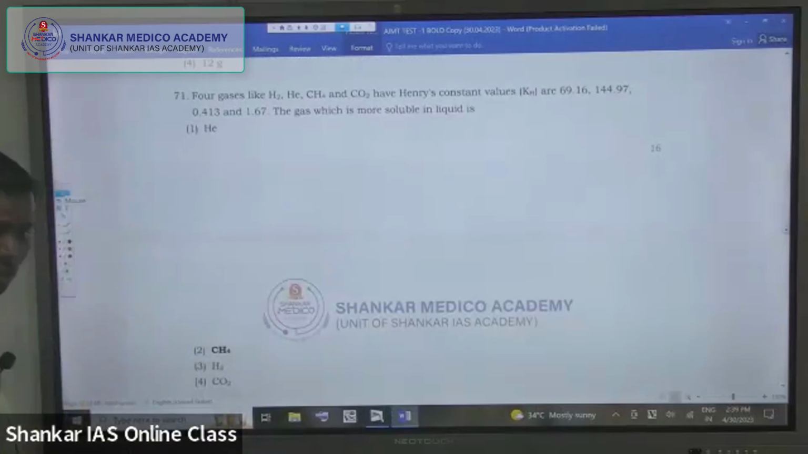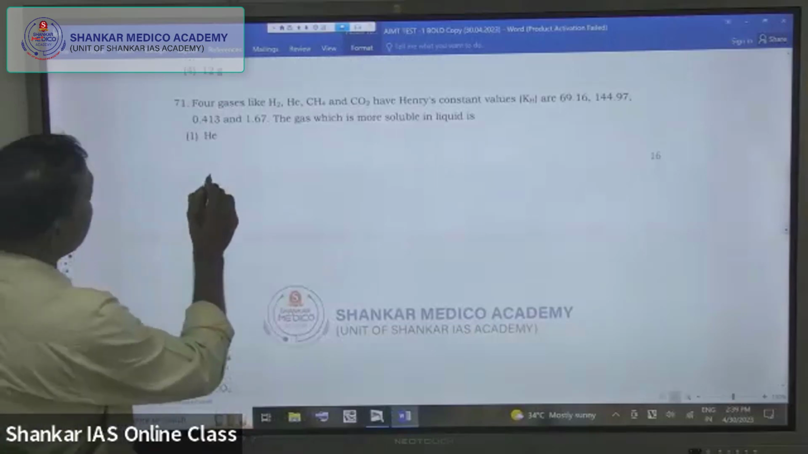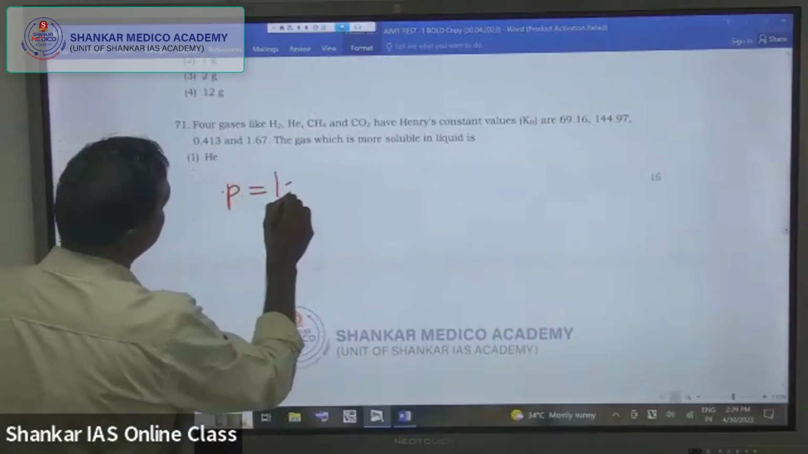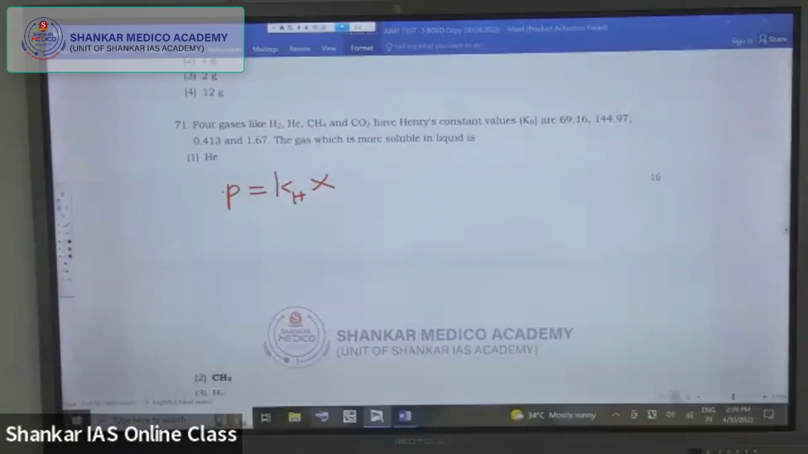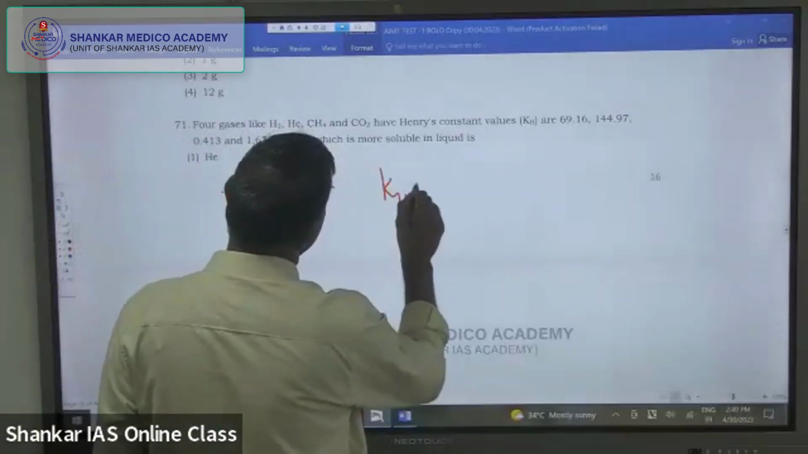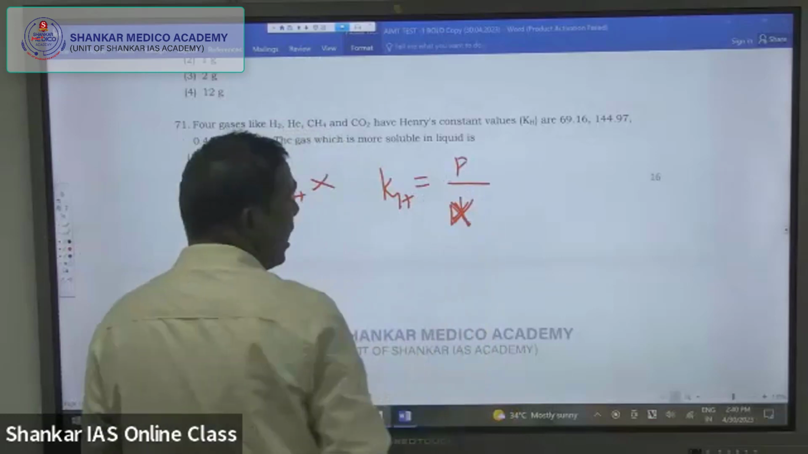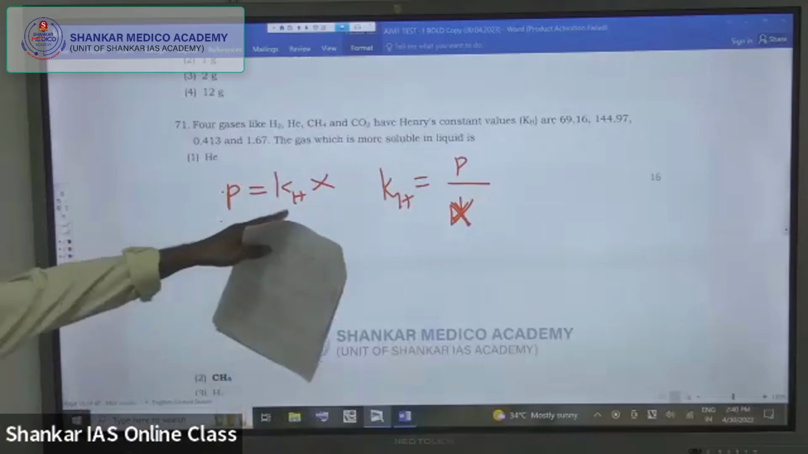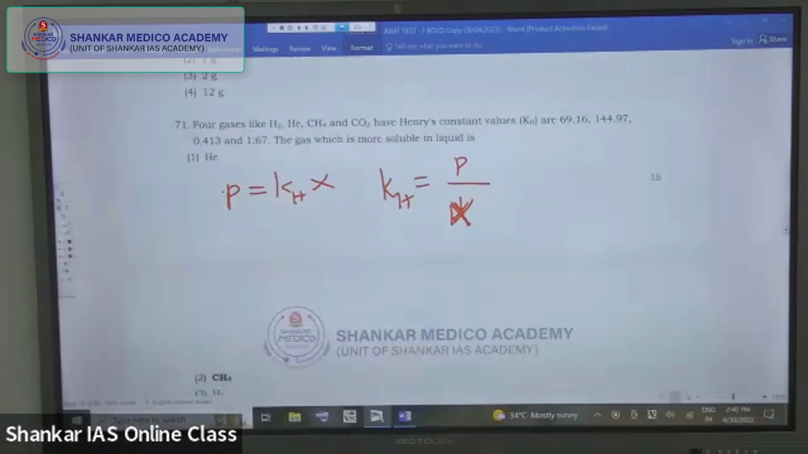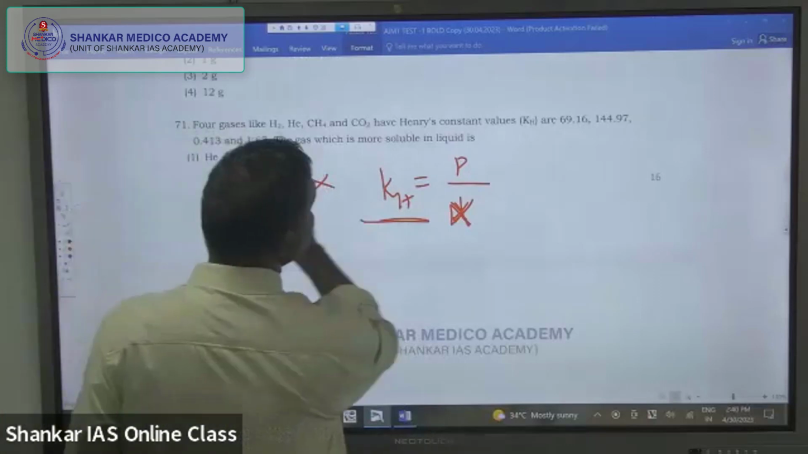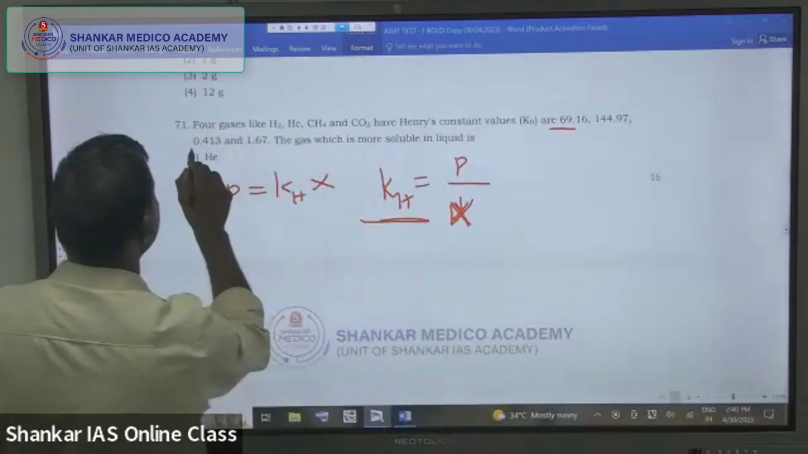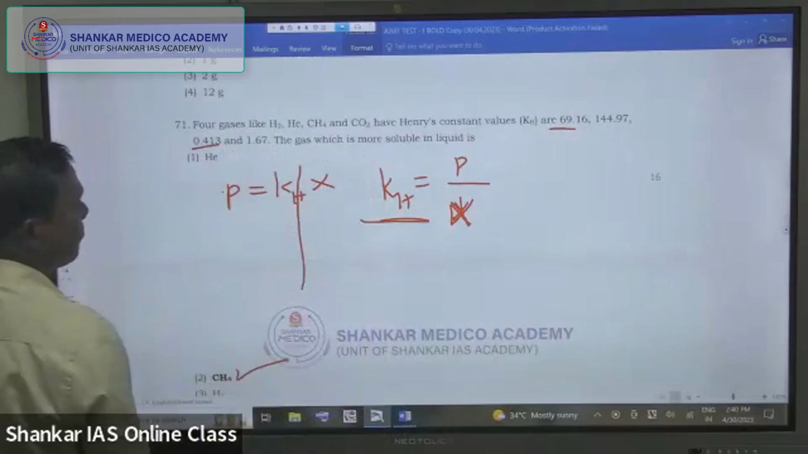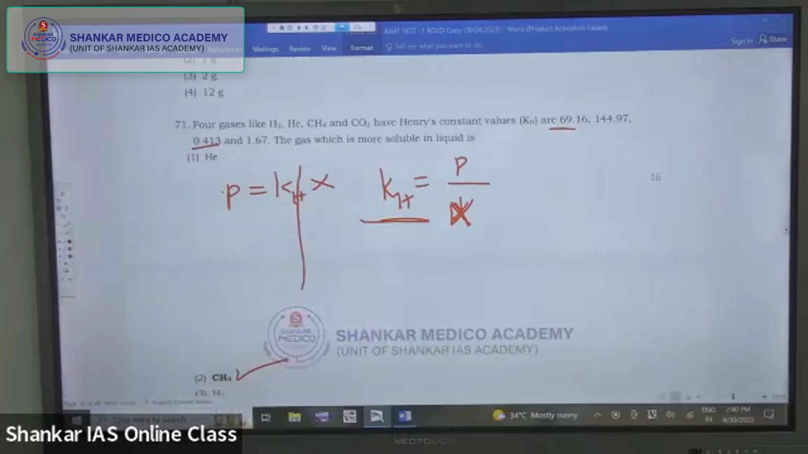For gases, of course, according to Henry's formula, P is equal to KH X. The partial pressure of any gas in the liquid solution is directly proportional to the mole fraction, and KH is a constant. Rearranging, KH is equal to P by X. So the higher the mole fraction, the lesser the KH. High solubility means a higher mole fraction, so higher KH means lesser solubility, and least KH means higher solubility. The least value is 0.413, 1.67, and CO2 is matching. Sometimes you can also look at it this way: a highly polar gas will be more soluble.